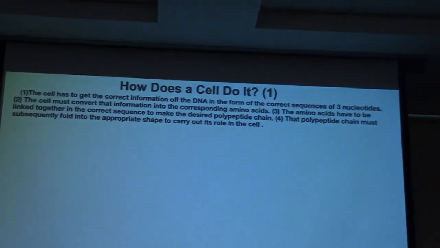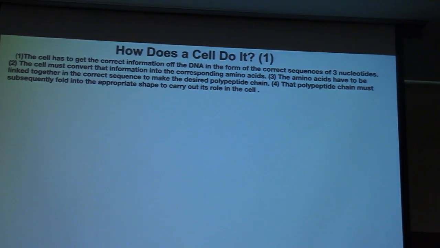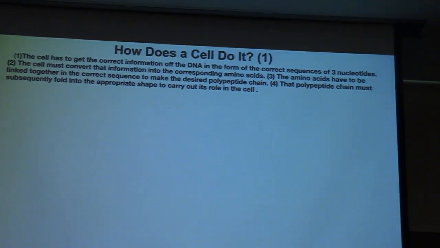Okay. So, how does a cell do it? Well, first of all, it has to get the correct information off the DNA in the form of the correct sequences of three nucleotides. The cell has to convert that information into corresponding amino acids. The amino acids have to be linked together in the correct sequence to make the desired polypeptide chain, and that chain then, just as a result of natural forces, will subsequently fold into the appropriate shape to carry out its role in the cell.